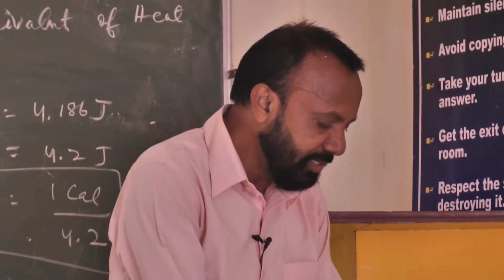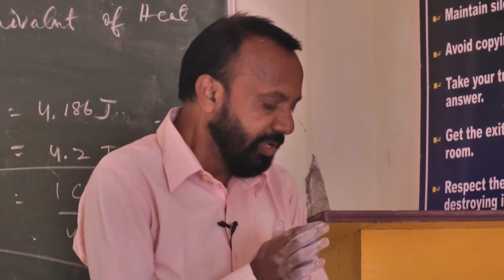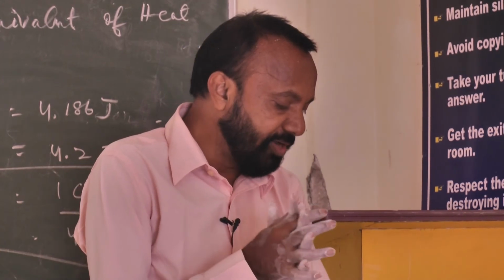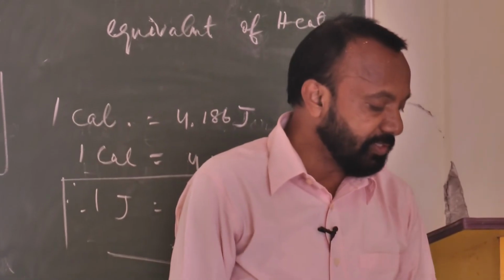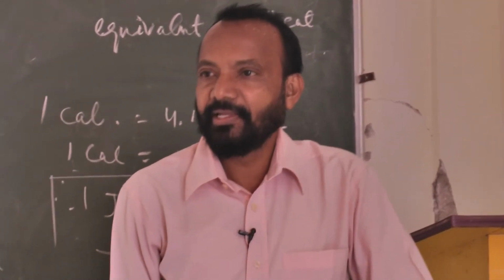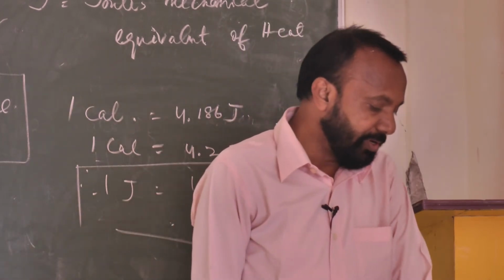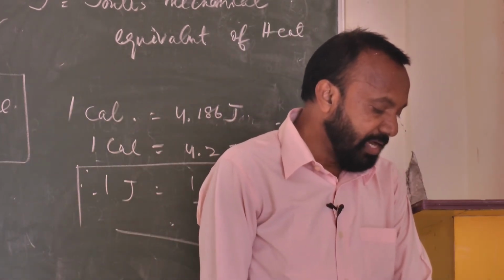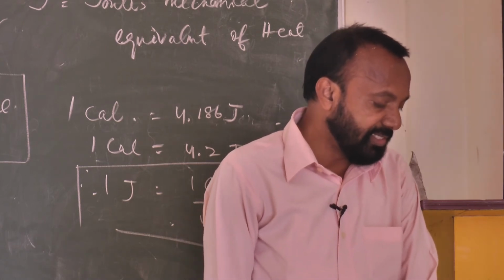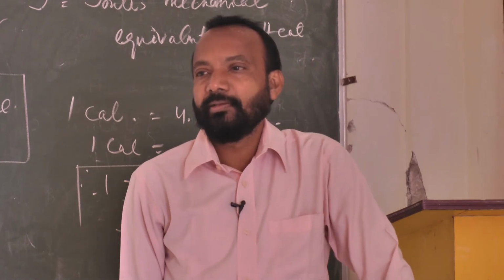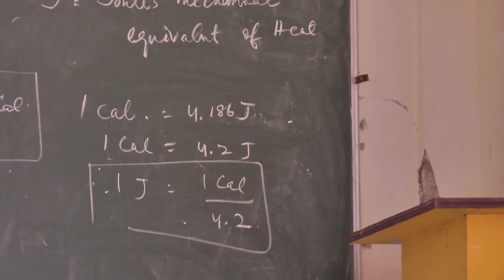Then this is called Joule's mechanical equivalent of heat, and according to Joule's law of heating, the amount of heat produced in a resistor is directly proportional to the square of the current passing through the given resistance R, directly proportional to the resistance, and directly proportional to the time taken. So this equation is called Joule's law of heating effect.